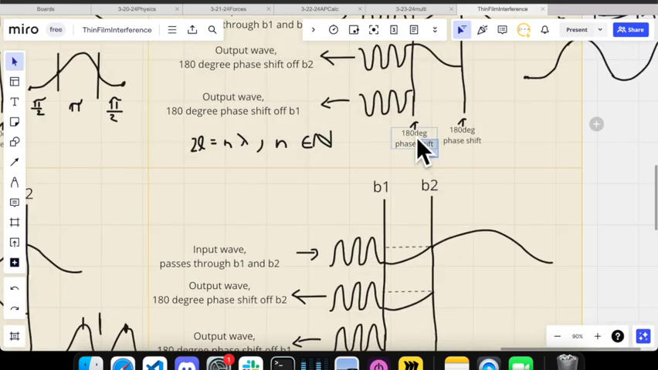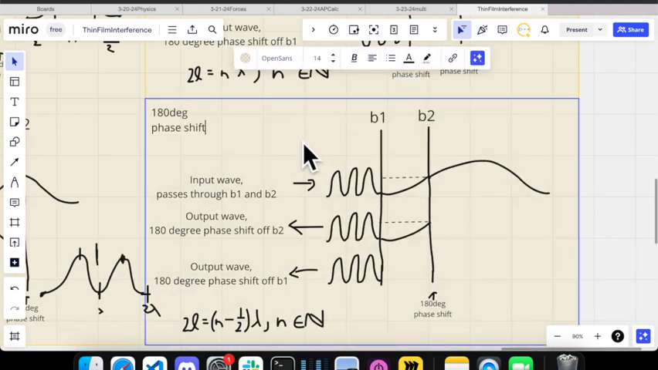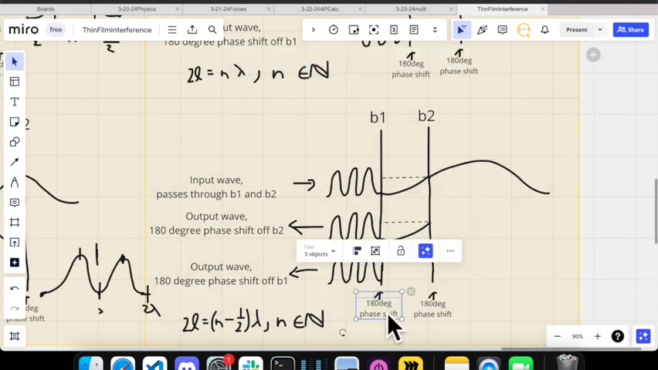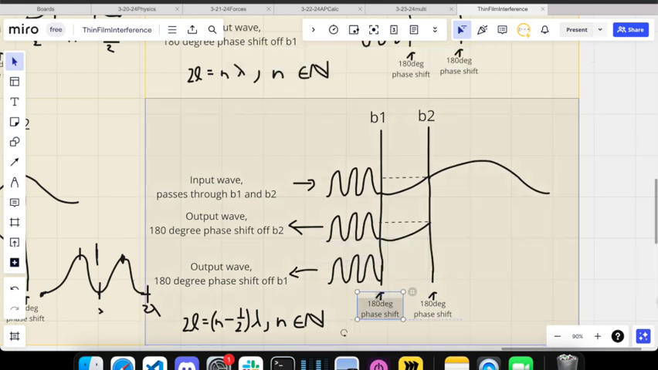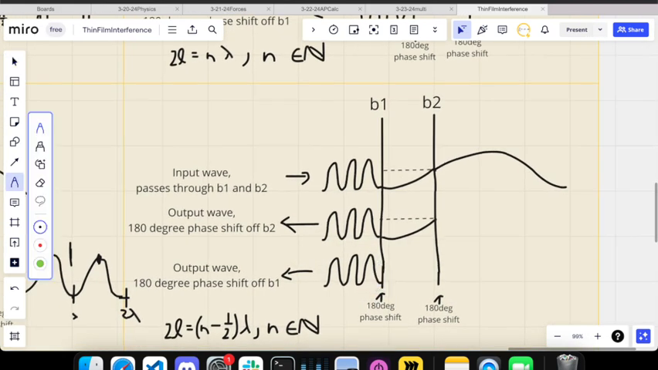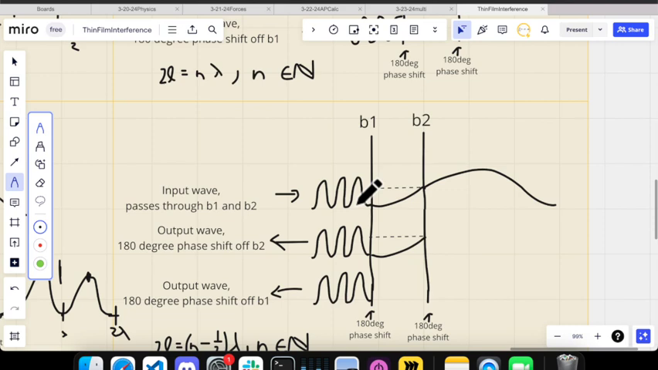Let me copy this in. I think I didn't draw that in here. So, oh, there we go. So we're gonna have two 180 degree phase shifts again. And like in the example above, for some reason I've drawn things incorrectly here. Okay, so this one's going to be reflected, right?